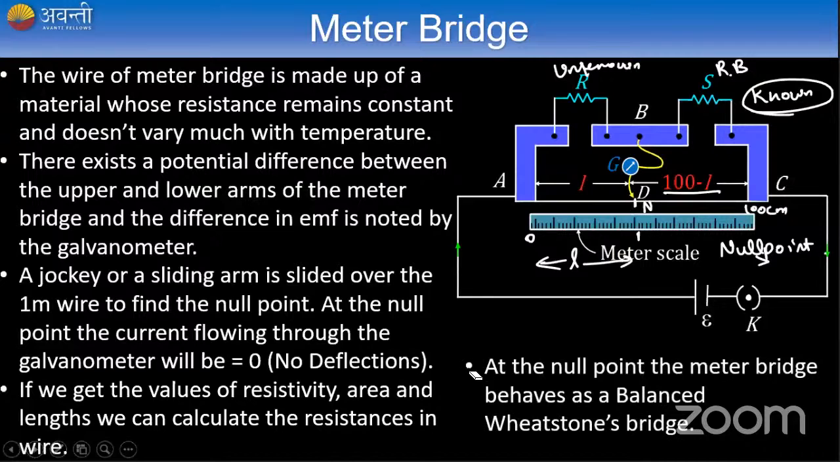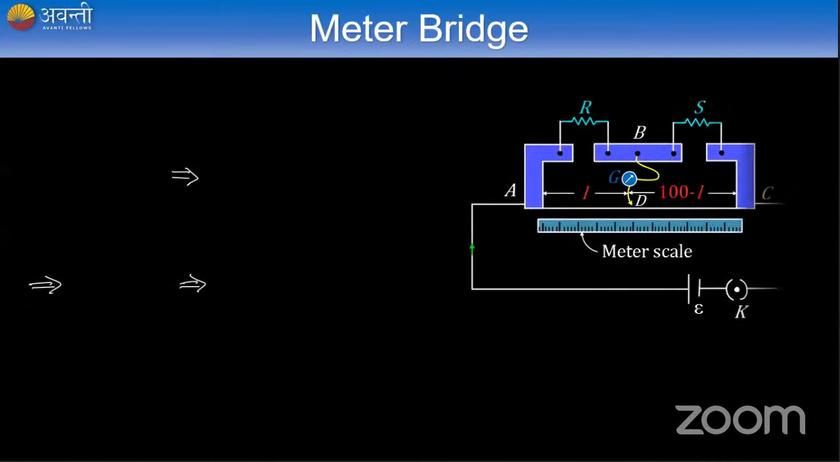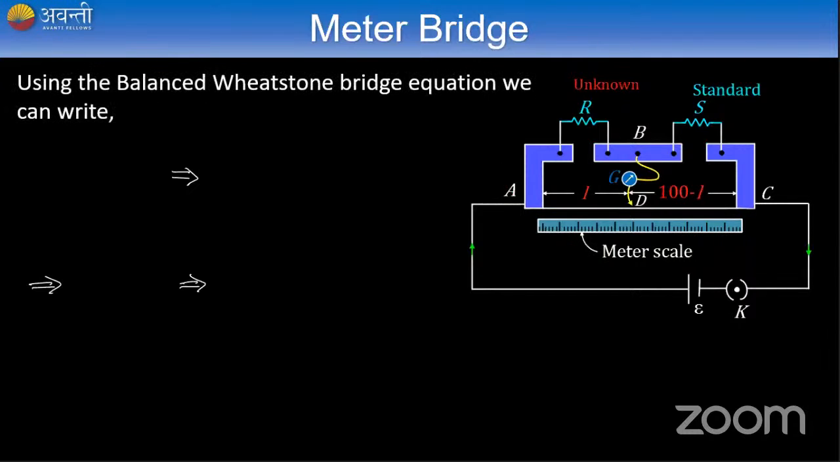At the null point, the meter bridge behaves as a balanced Wheatstone bridge. So since this behaves as a balanced Wheatstone bridge, we can write the equations of a balanced Wheatstone bridge. So what can we write? R by resistance AD. Since this is the length of the wire from A to D, I have one resistance, I'll call it RAD. From D to C, I have another resistance of the wire, I'll call it RDC. Now, what is the value of RAD?